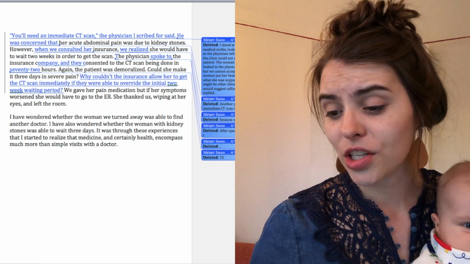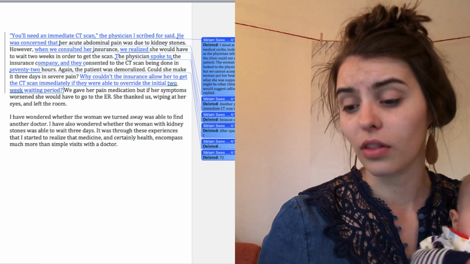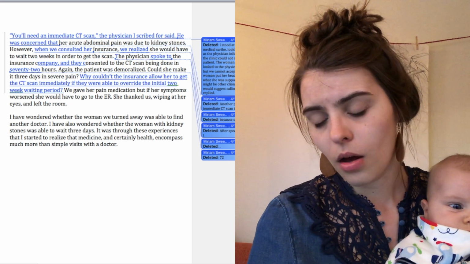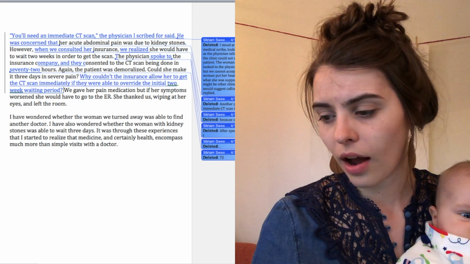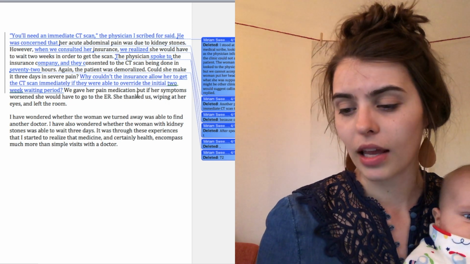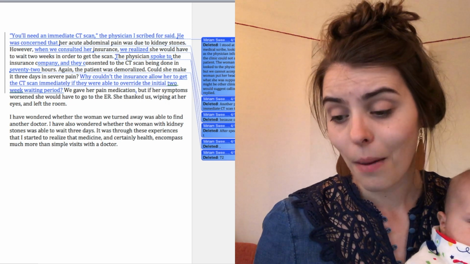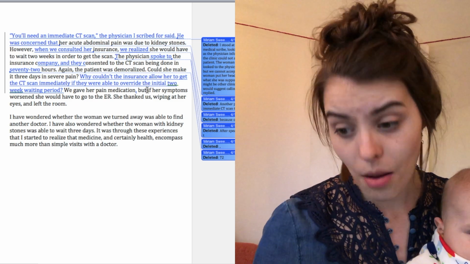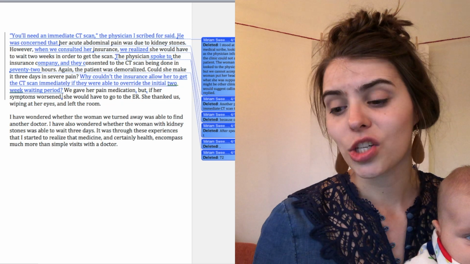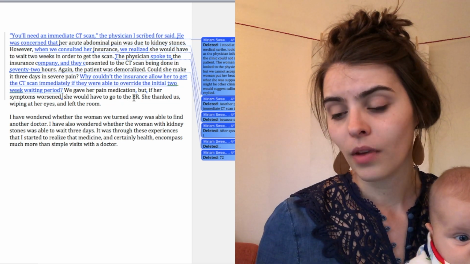We gave her pain medication, but if her symptoms worsened, she would have to go to the ER. She thanked us, wiping at her eyes, and left the room. Okay, before we dive into the next paragraph, I'm just going to do a few copy edits here. We gave her pain medication, but, if her symptoms worsened, another comma, she would have to go to the ER.